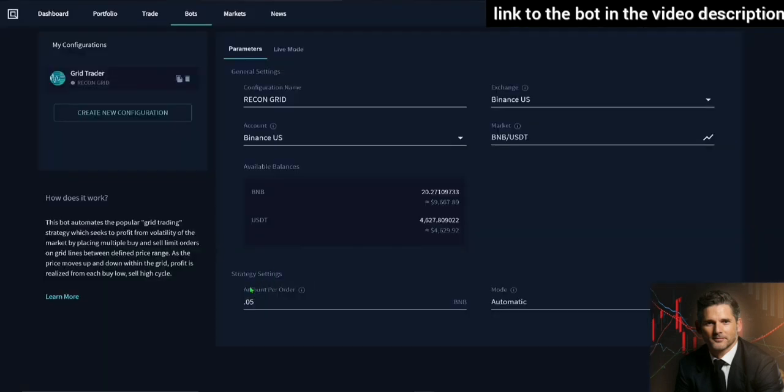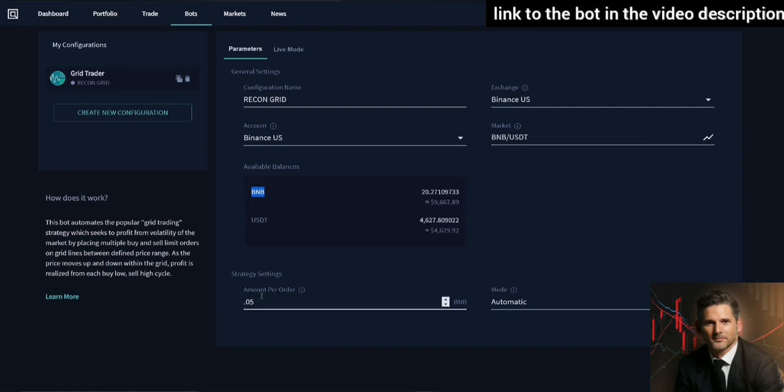And so the first thing I need to do is determine the amount per order I want the bot to actually use. And before you deploy the bot, it's actually important to make sure you have enough of the quote currency, in this case that's USDT, and the base currency, which is going to be BNB. You actually have to hold both currencies in order to deploy this bot. If you don't have any BNB, this bot will stop with an error.